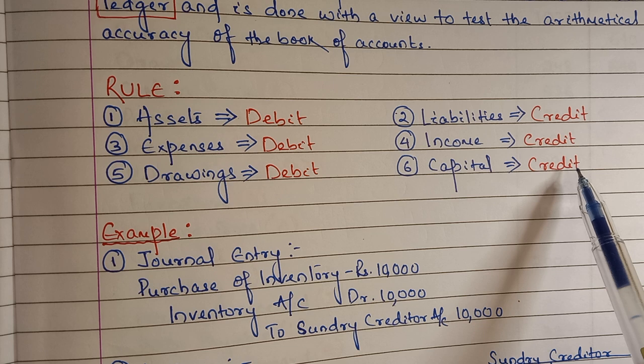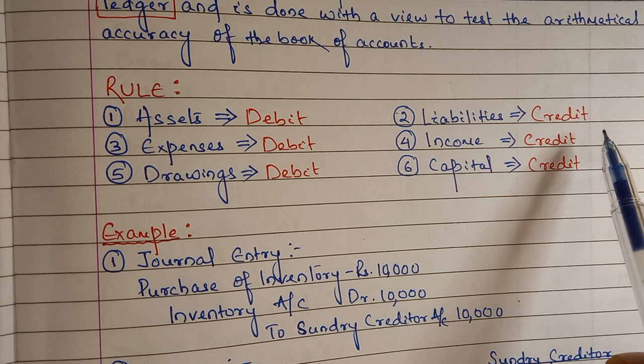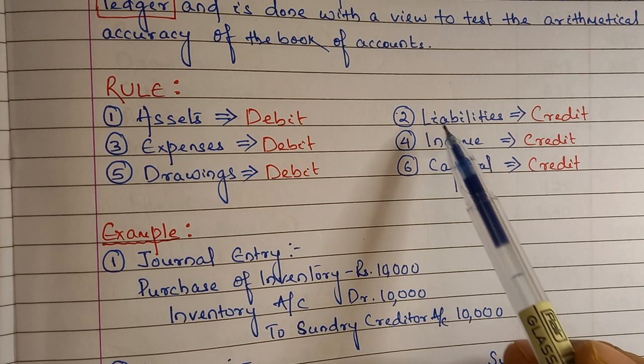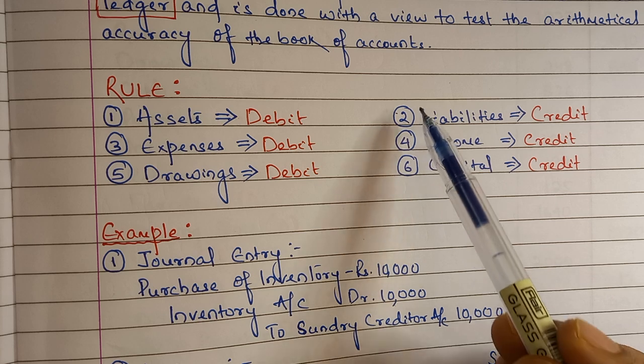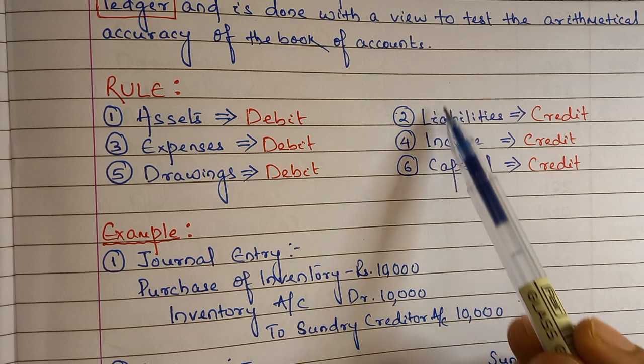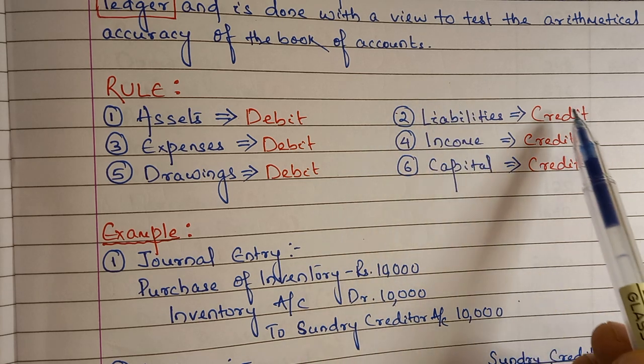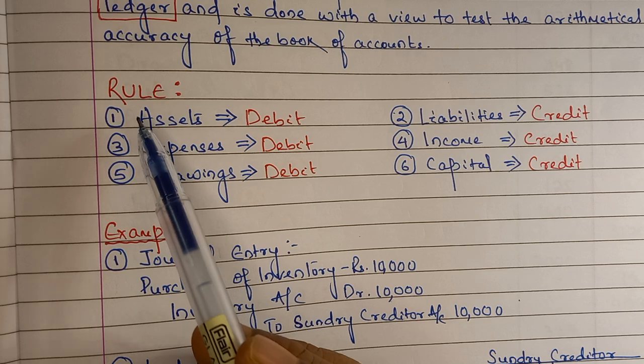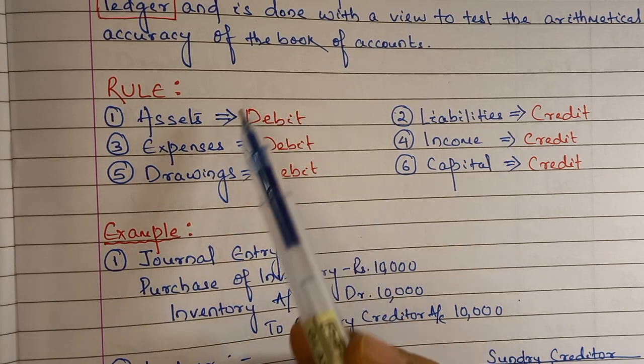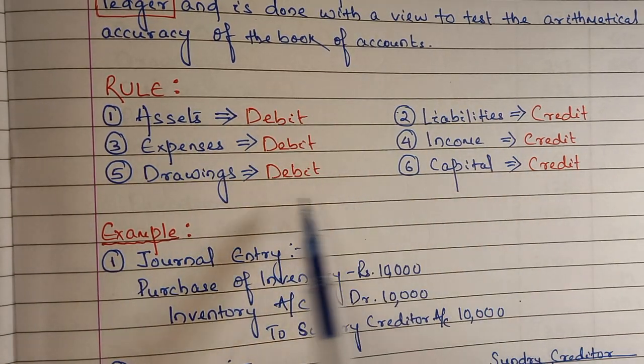The easy way to keep in mind which are credits: remember the first three capital letters, LIC. Very easy for you to learn. LIC is always credit, and AED is always debit. This is the thumb rule and it applies everywhere.